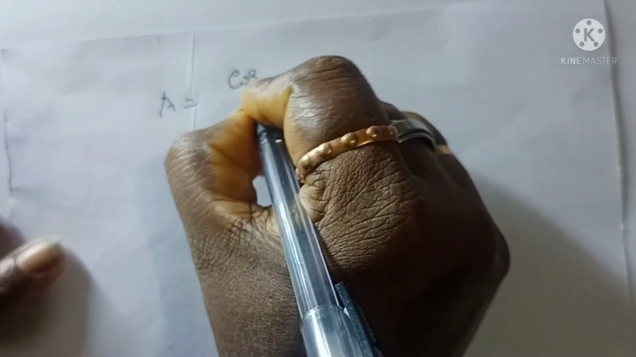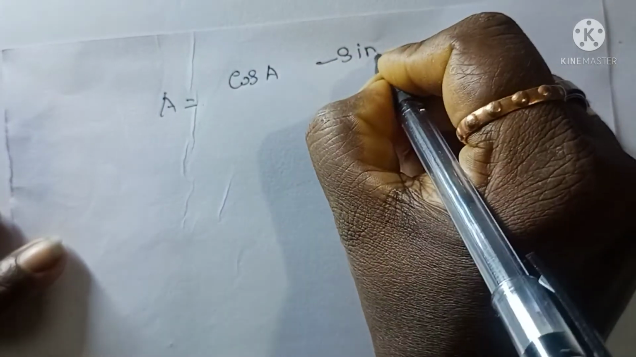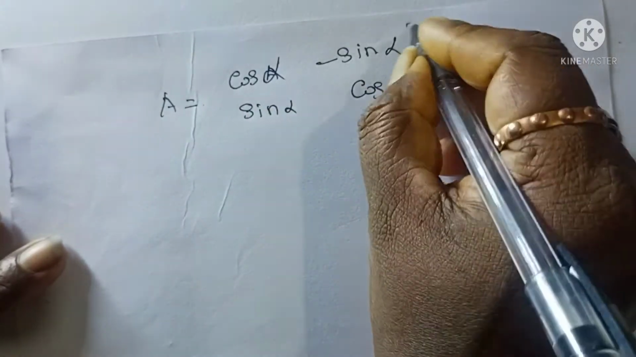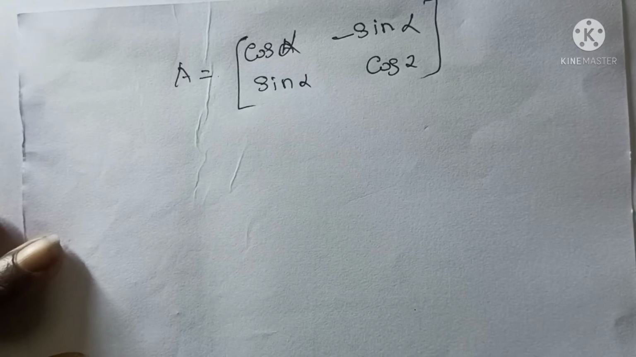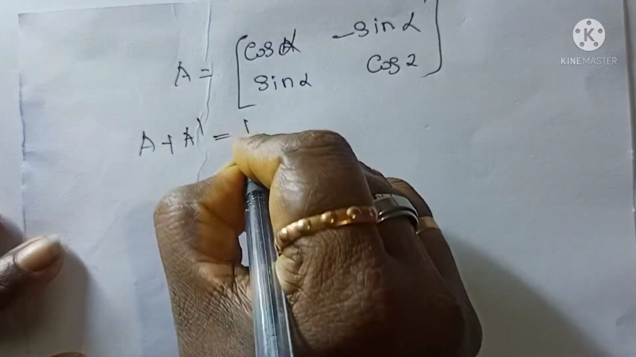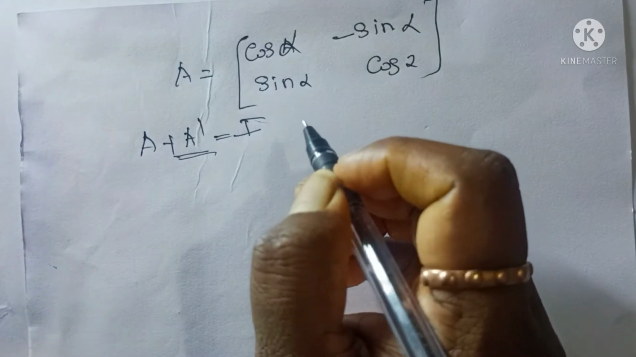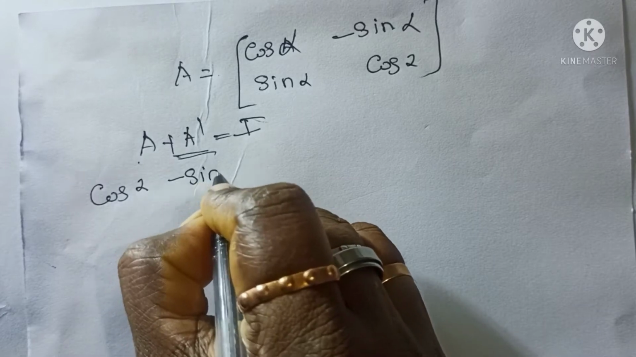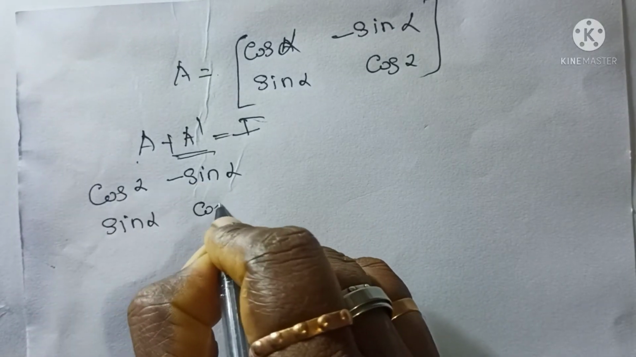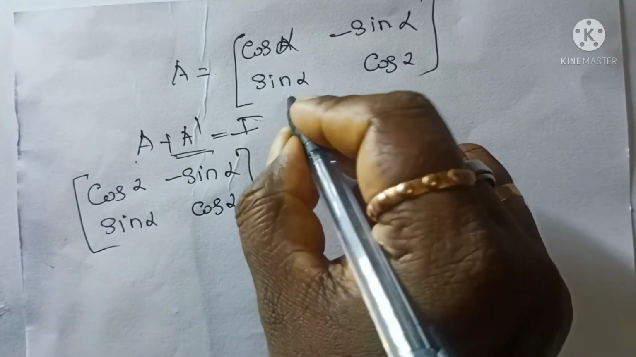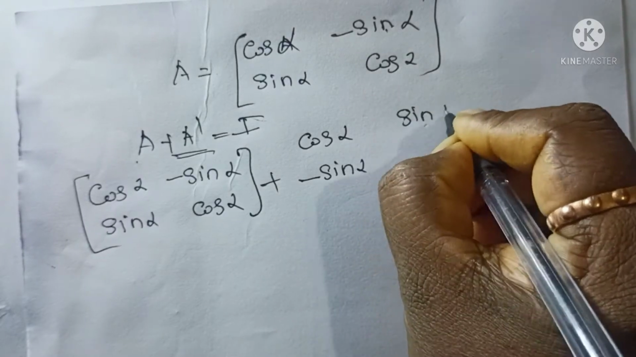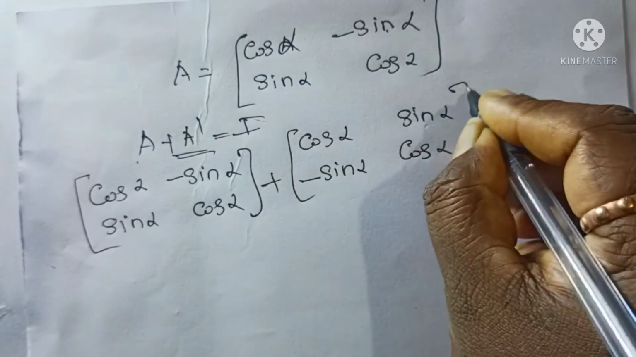So first you have to write A. What is A? cos alpha, minus sin alpha, sin alpha, cos alpha. And they have given A plus A dash is equal to I. A dash means you have to interchange rows and columns, correct? So first write A here: cos alpha, minus sin alpha, sin alpha, cos alpha, plus A dash: cos alpha, here this minus sin will come, then sin alpha, cos alpha, which is equal to I.